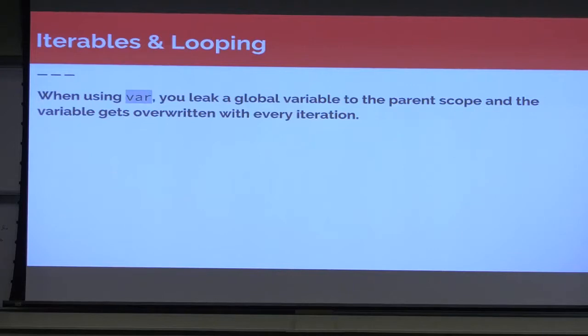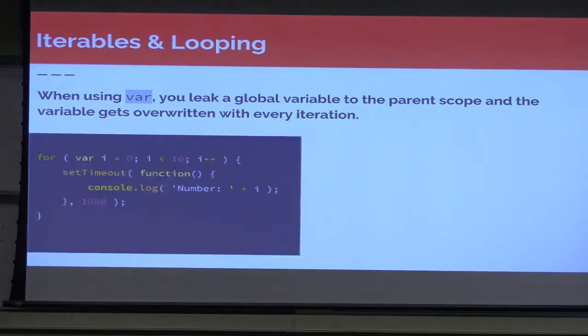So we're going to talk about iterables and looping. When you use var, you actually leak a global variable to the parent scope, because as I said, var is function scoped. It's not going to be block scoped. So as we're looping through, we have our var i equals 0. As long as i is less than 10, increase i. And we're going to do a setTimeout here.